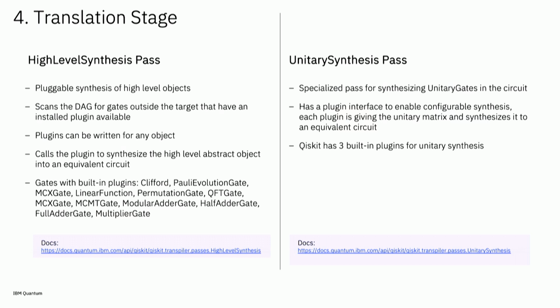And Qiskit has 3 built-in plugins for this. One that does approximation that I believe Ali will be talking about in the second seminar today. The high-level synthesis pass is basically a generalization of that. It says that you can write a plugin to synthesize any higher-level object, and it will look through the DAG and see if there are any plugins installed for any gates, and if there are, it will pick the one that's specified to run, and then it will synthesize that.